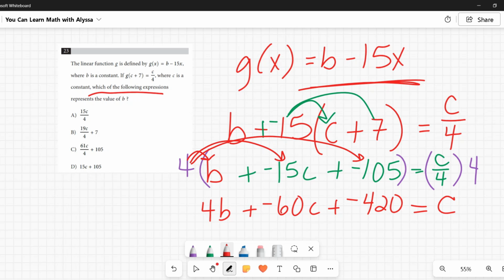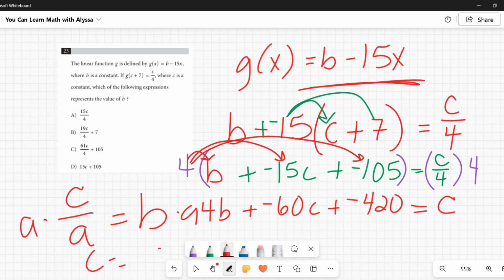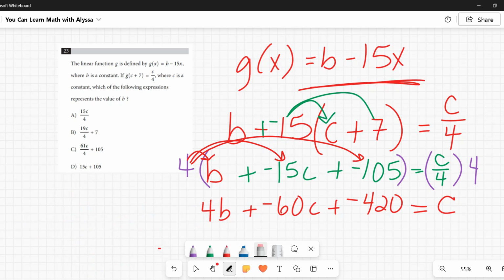When it says which of the following expressions represents the value of b, something I didn't point out, and I probably should have, is if you look over here at the answers, all of these have c in the answer. So we're not going to get a plain numeric value for b. This is a very complicated way of saying put b in terms of c. It's like when you have c over a is equal to b, put c in terms of a and b. And you're supposed to multiply both sides by a, and you get c equals... That's what we're doing here. It's that kind of problem. They've just dressed it up with all this other stuff.